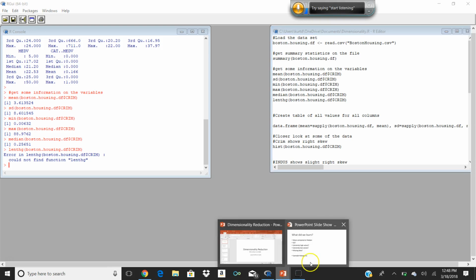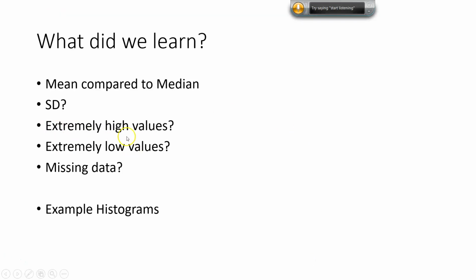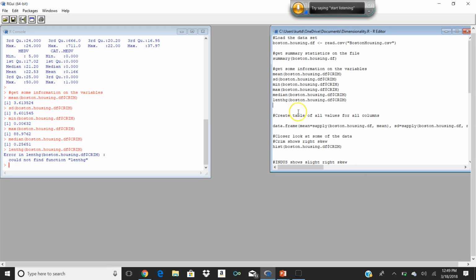What else do we know about this data? Again, we're looking for extremely high values or extremely low values. Our length command, like I said, will give us some indicator that we've got any missing data. Let's actually look at this visually using histograms. We'll go back to our script.